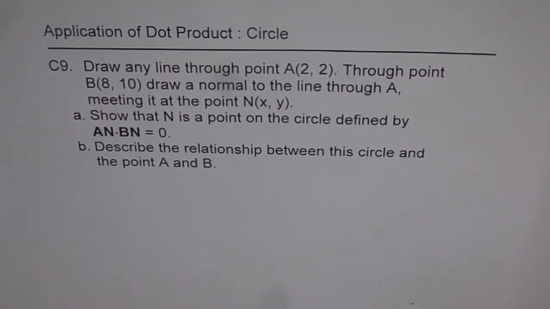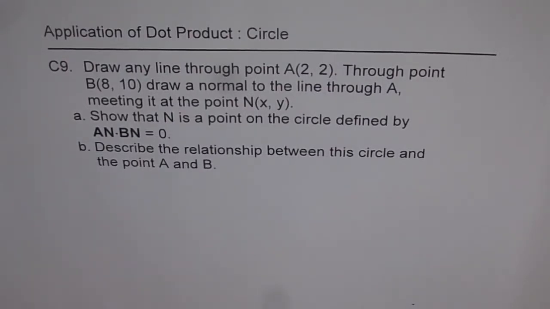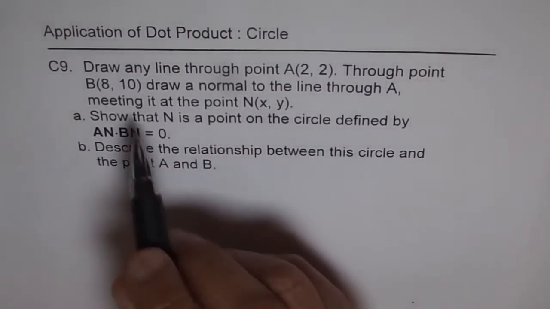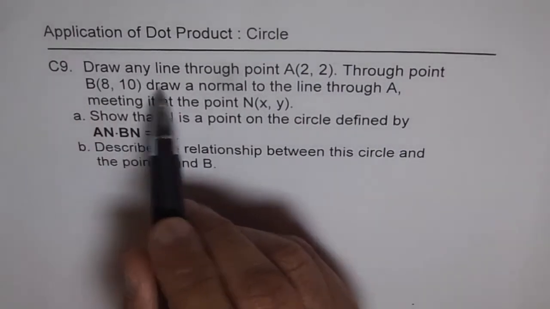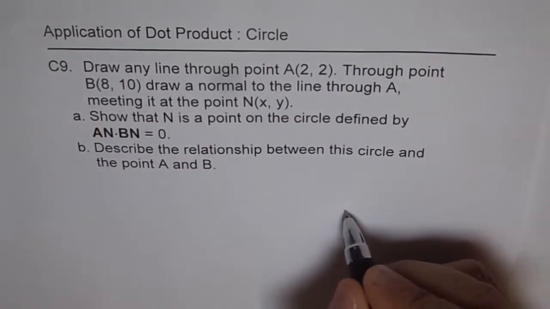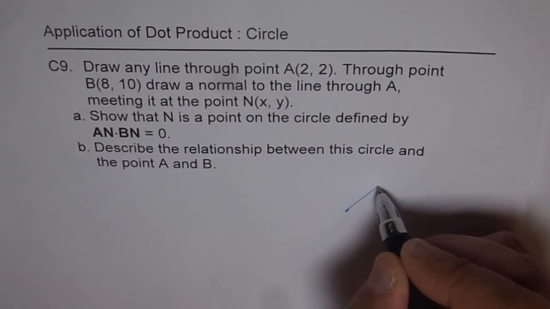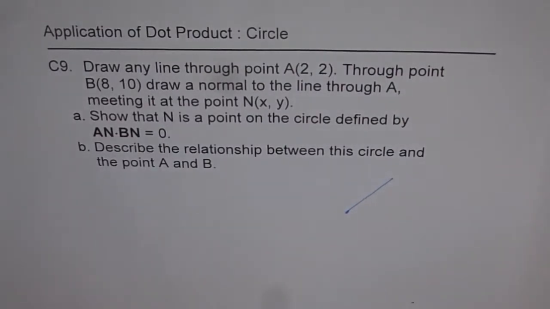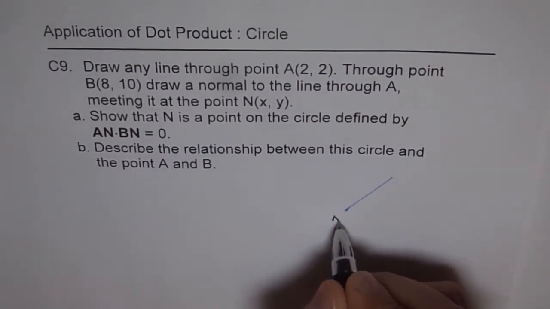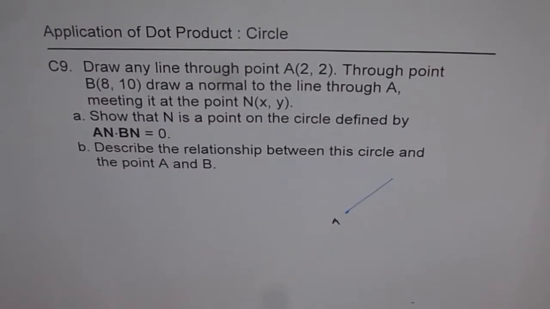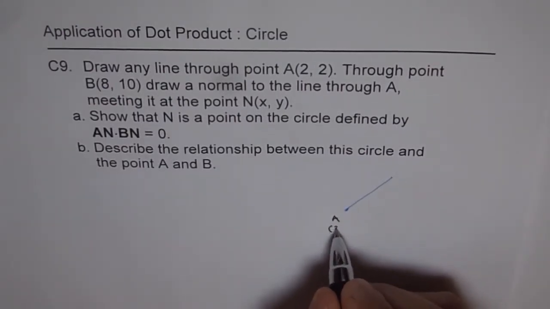So let's try to sketch the scenario and then work it out. Now what it's saying is, draw a line through point A. So let's say this is my point A, and let me draw a line through point A, right? Point A is 2, 2 for me.